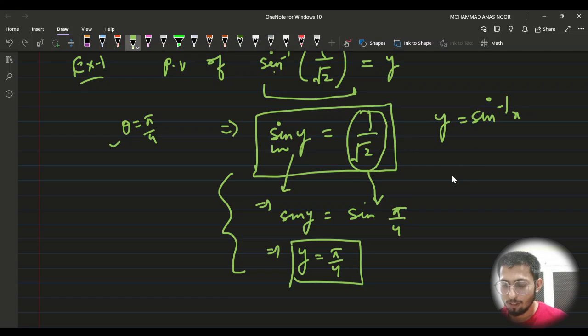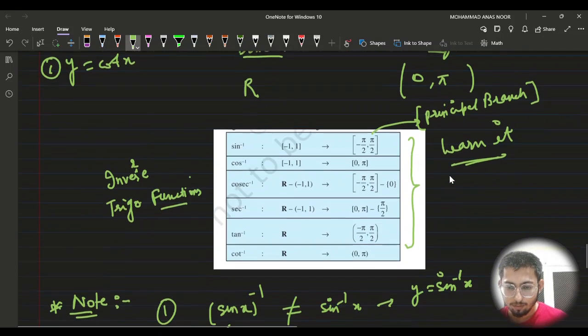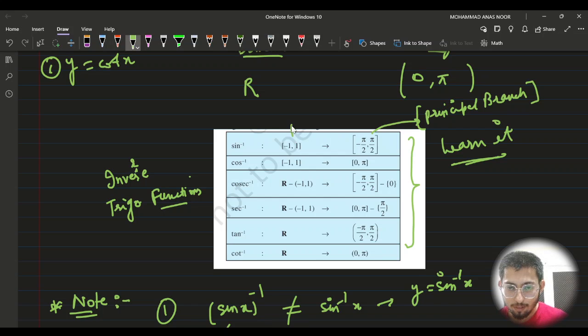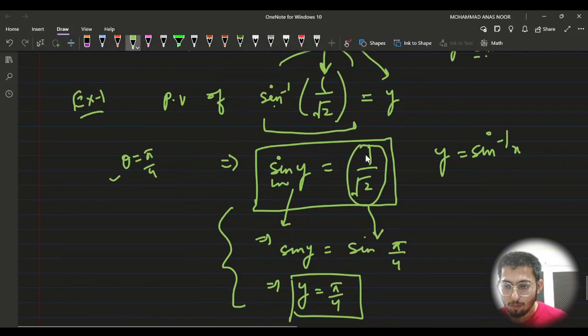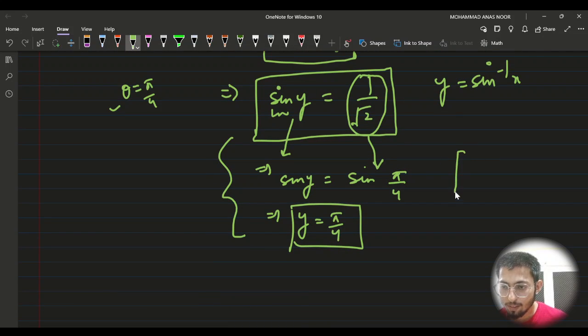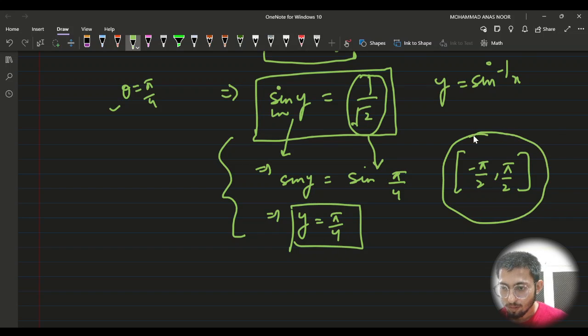see, the domain of sine inverse x is restricted from -1 to 1, and the principal branch is from minus pi by 2 to pi by 2. So whenever you give an answer, it should be within this principal branch. That's why we always stick to this principal branch. Otherwise there can be different values for y.